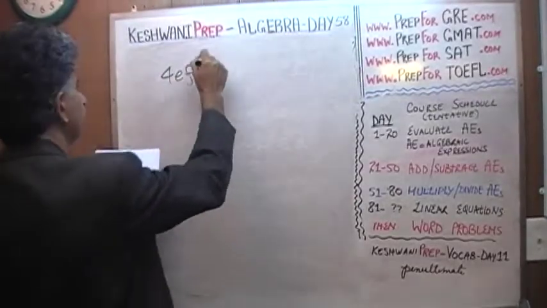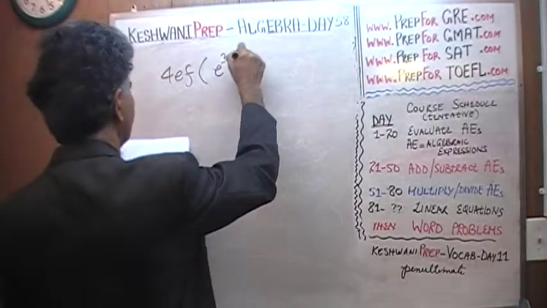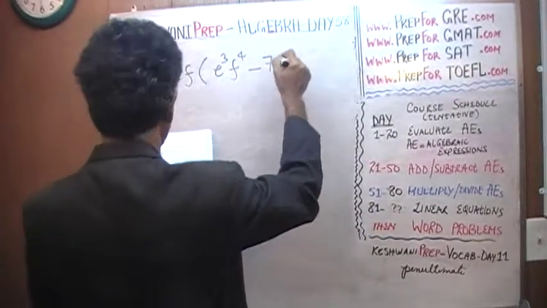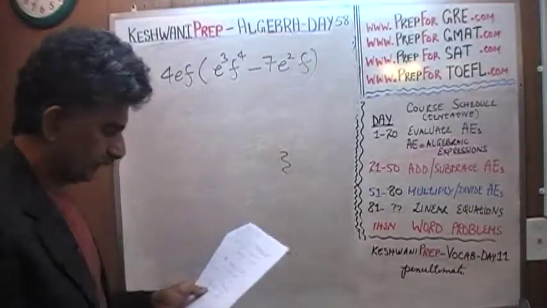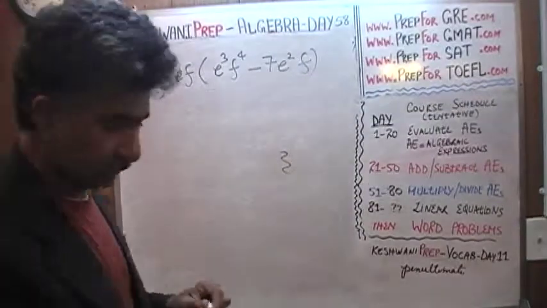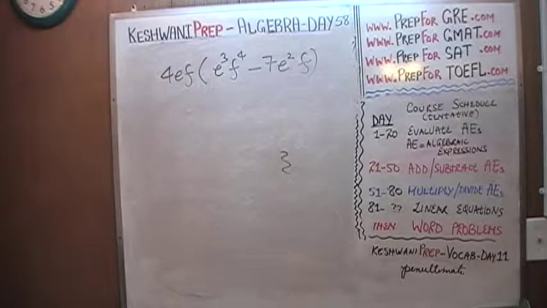4EF times E cubed f to the fourth minus 7 e squared f. This marker is definitely dying. It needs to be retired. So you do this thing. I'll be right back in about 2 seconds. I am back.